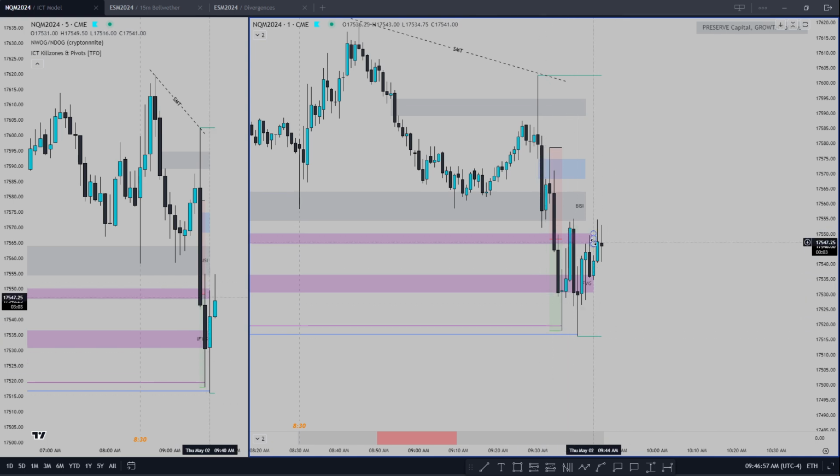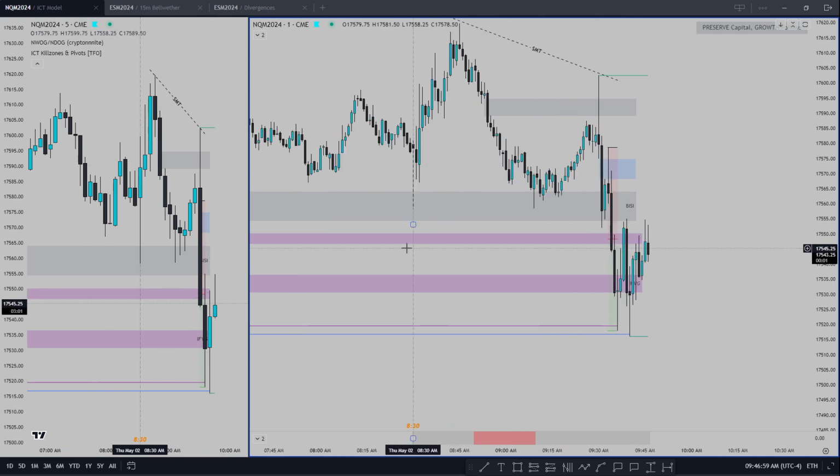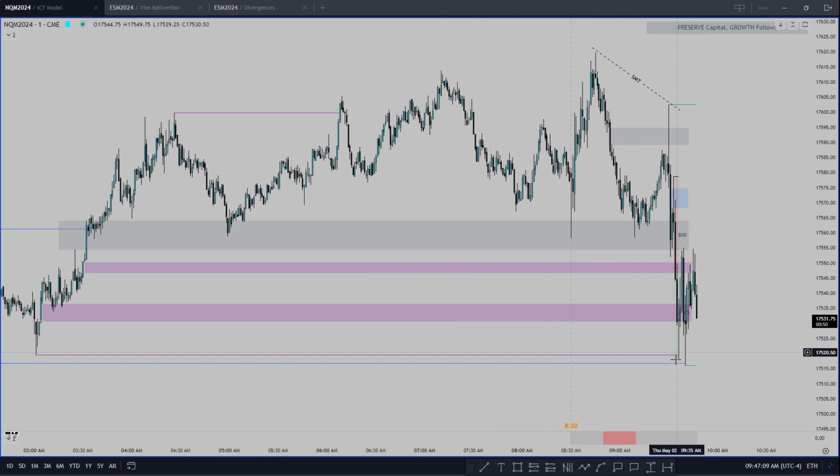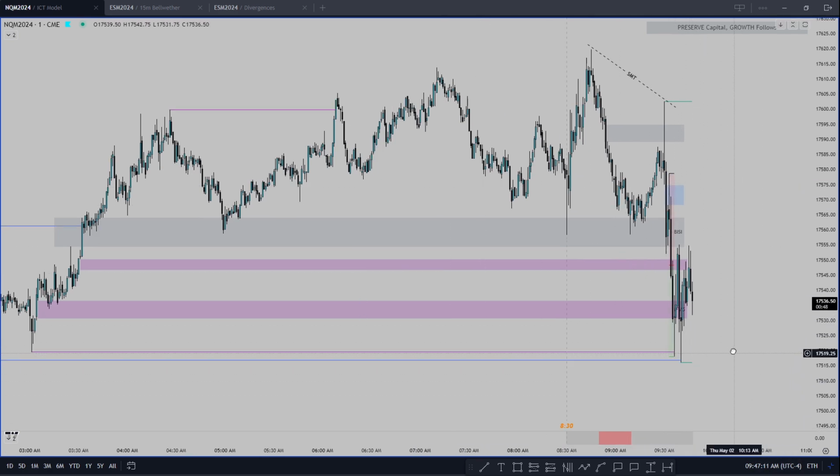Now you can see we're chopping around and filling these inversion gaps that we left, but we got the market maker sell model here completed. We're always looking for a market maker sell model or buy model for the morning session. So if we complete it now, right at 10 a.m., we got that first 15-minute candle printing.